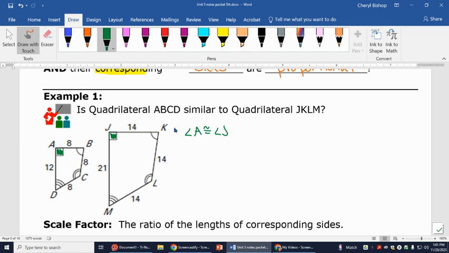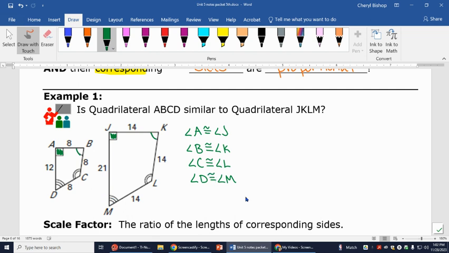Okay. So then after A, I go to B. Angle B should match up with what? Angle K. So B has a single arc on it, and K has a single arc on it. So yes, those are congruent. Angle C should match up with what? L. Angle C has two arcs on it. Angle L also has two arcs on it. So they are congruent. And last but not least, angle D should match up with angle M. And D has three arcs, M has three arcs, so yes, those are congruent.